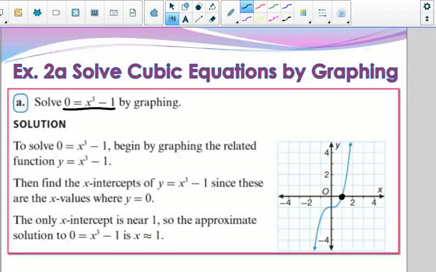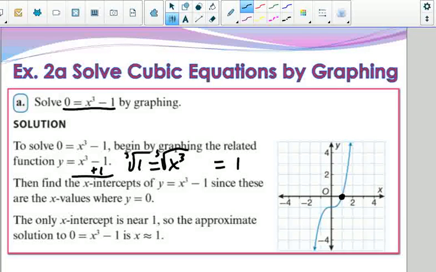And in this case, you can add 1 to both sides to make that equal to 0. So you add 1, and you have 1 equals x cubed. Find the cube roots of both sides, and that would give you an answer of 1. And you can see that it crosses there at 1.